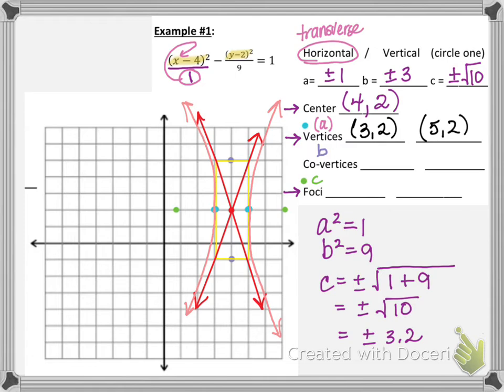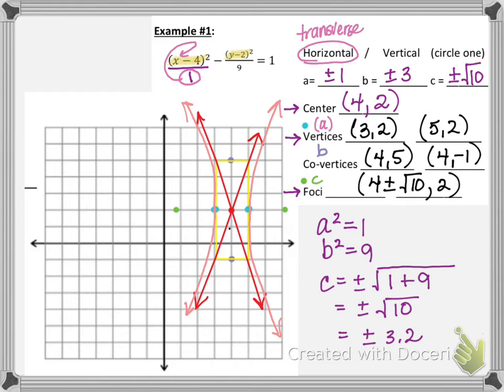Now the co-vertices were the grayish dots. We count 1, 2, 3, 4, and 1, 2, 3, 4, 5. So 4 right and 5 up. And then we know it's going to be 4, but this time we went down 1. Now, our foci, we went to the left and right square root of 10 from the center. So since we went left and right, you will start at the 4 and say I went left and right square root of 10. And the y value still stayed at a 2.